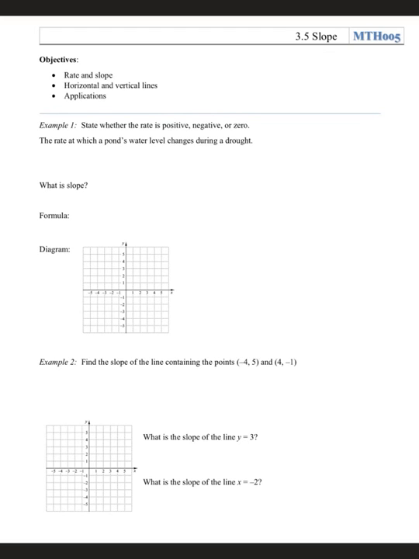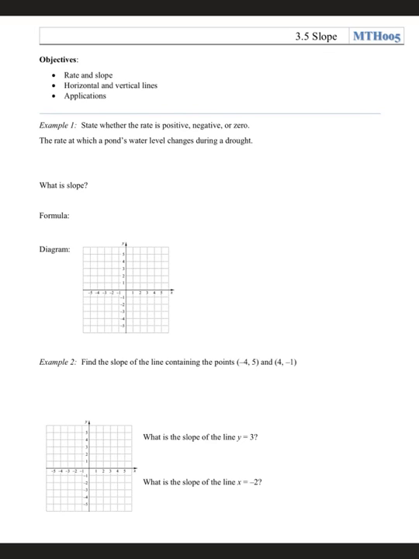Welcome back, Math 005. This lesson is on 3.5, which is all about slope. The objectives here, we're looking at rate and slope. Rate we looked at in 3.4, and now we're going to tie that into just looking at some graphs, less application, but more just graphical approaches. We're going to talk a little bit more about horizontal and vertical lines and the slope of those, and then we are going to look at a couple application problems.